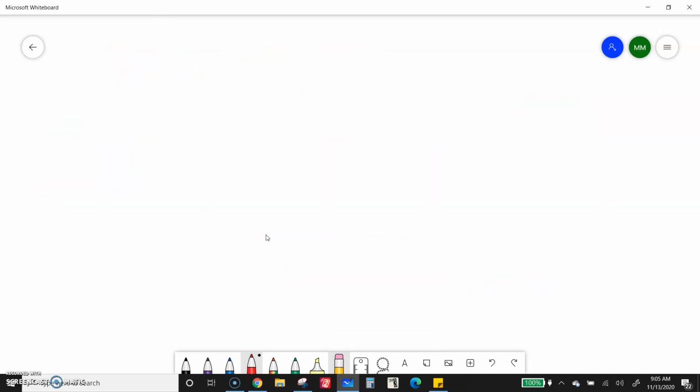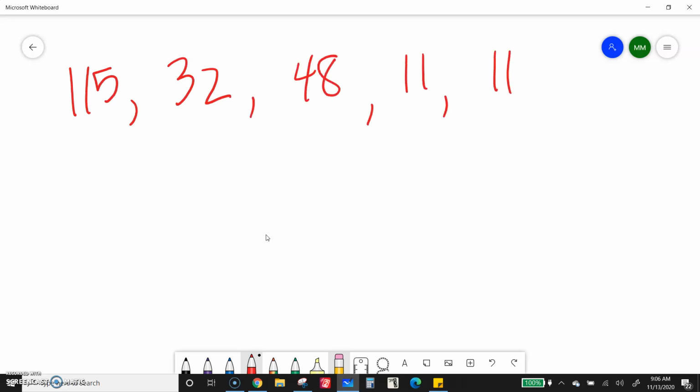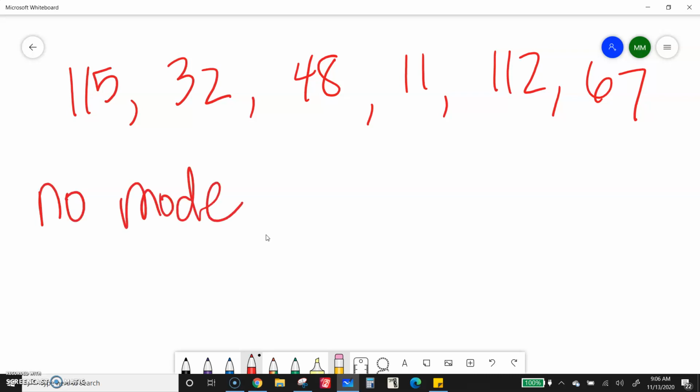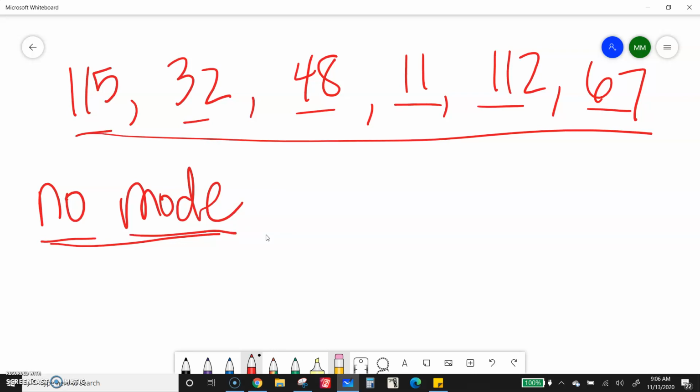Let's look at another example. If I have 115, 32, 48, 11, 112, 67, what is my mode? Well, in this case, there is no mode because all of them just show up one time. If they all just show up one time, we say there's no mode. Not that the mode is 0, because there's no 0 in my data set, but that there is no mode or none. Two ways to say it.